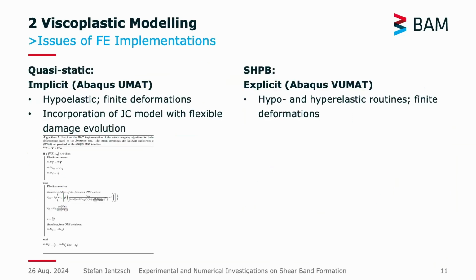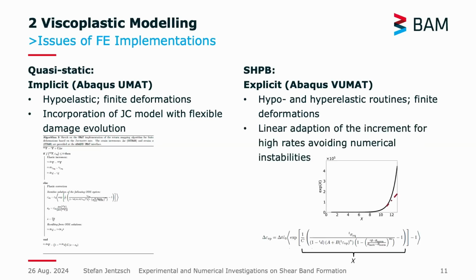After this identification approach, I give some further information on how we got these models, on the implementations. As there was a high strain rate gap between those two mentioned tests, we need both explicit and implicit material routine implementations. Especially, I want to emphasize here the linear adaptation for the issues at high strain rates with this exponential term in the viscoplastic increment, and so we could avoid numerical instabilities.